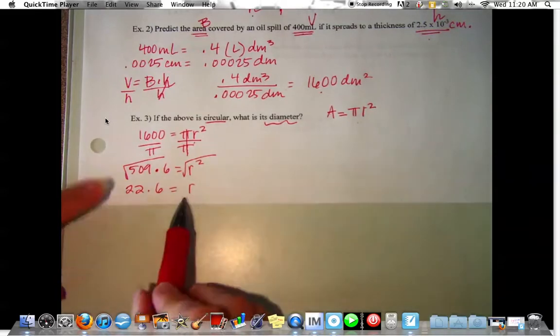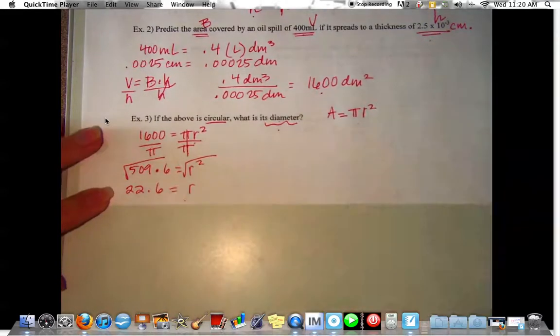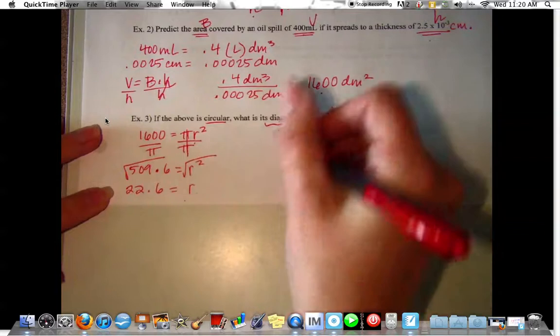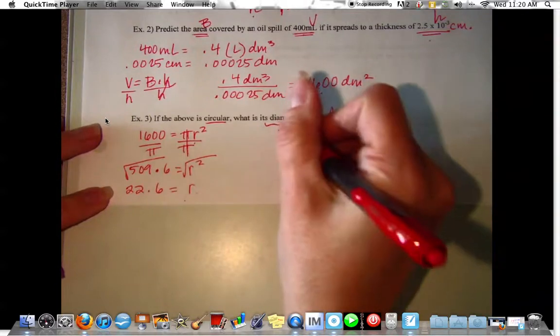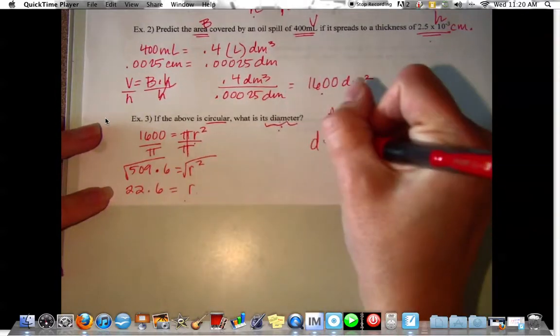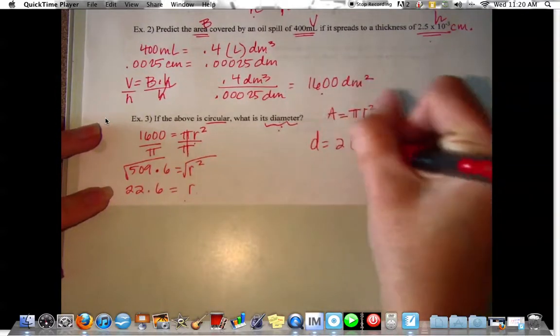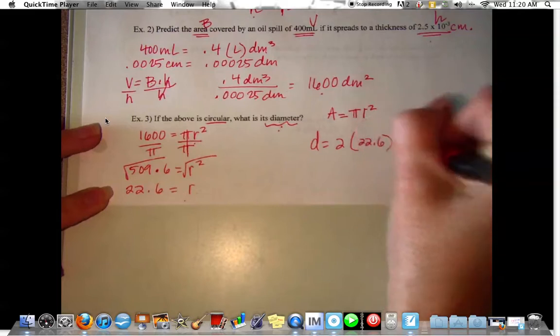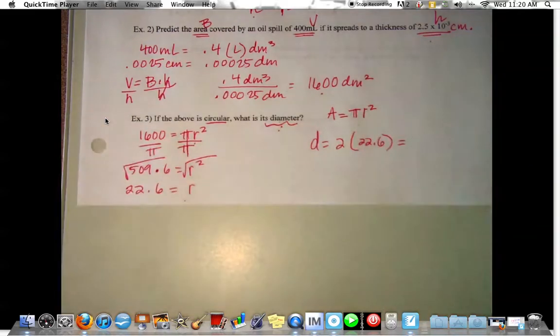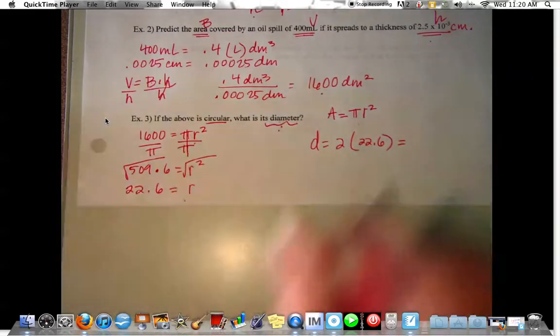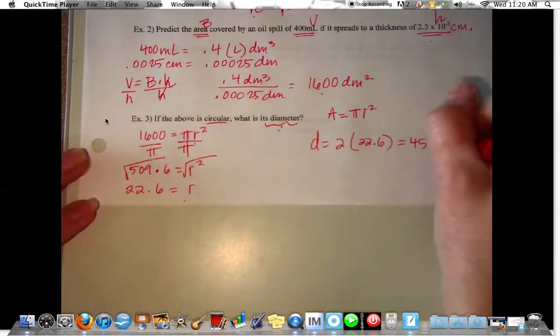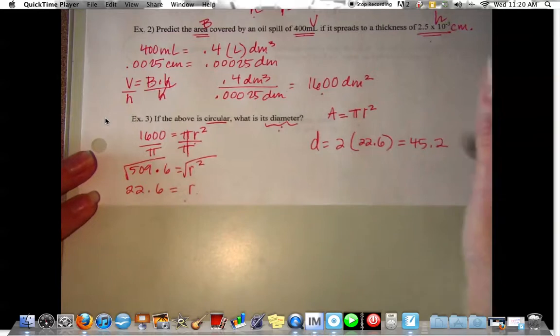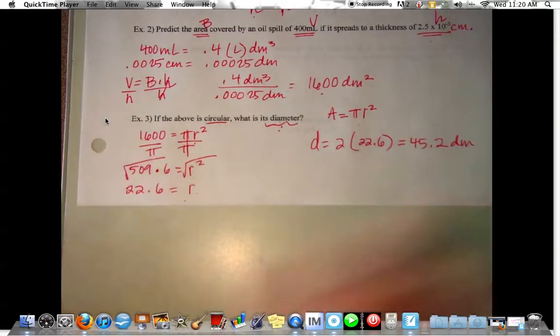Now, we're not done. We have the radius. We need to find the diameter. Relationship between the radius and the diameter: diameter is twice the radius. So diameter equals twice the radius. So 2 times 22.6 is 45.2, and our units are decimeters.